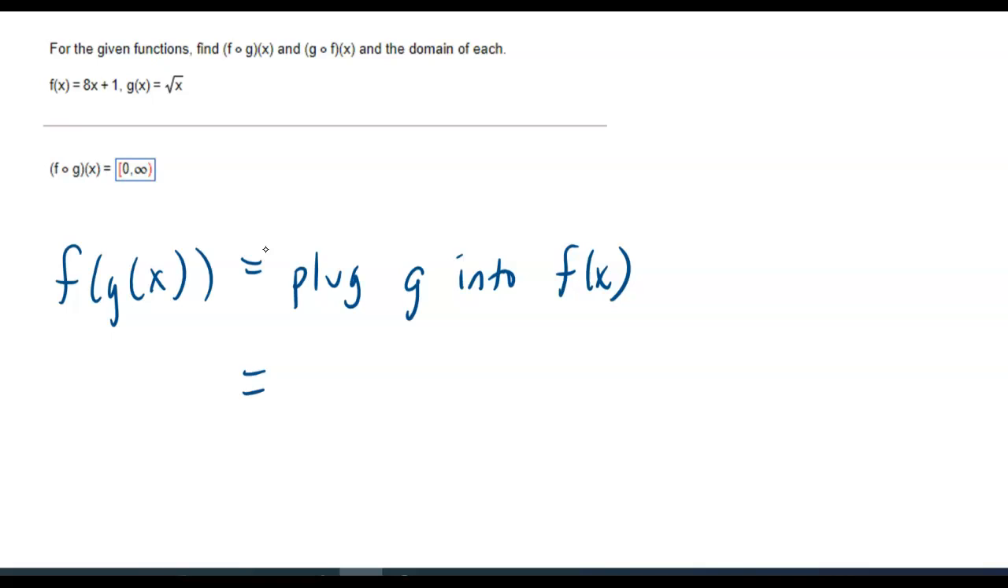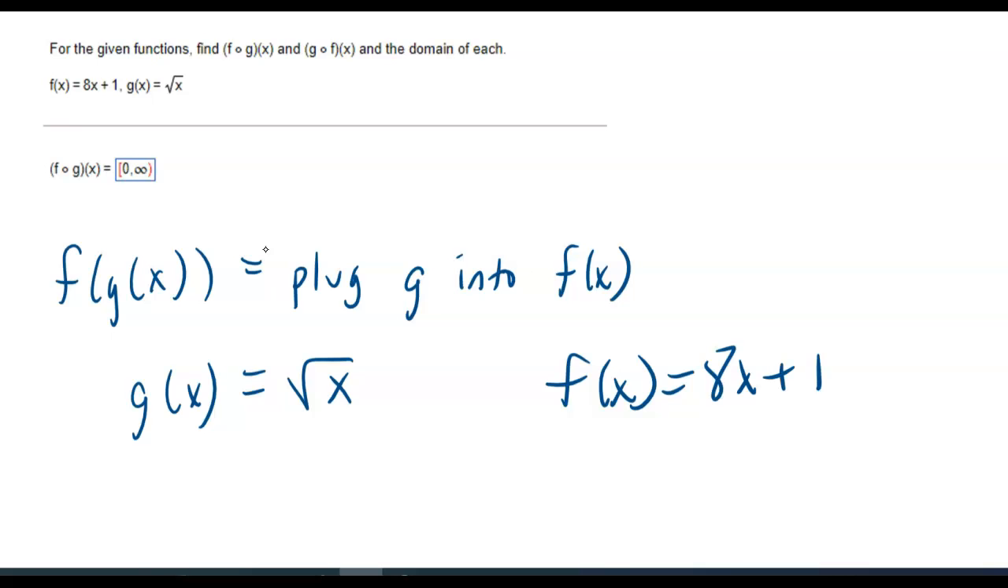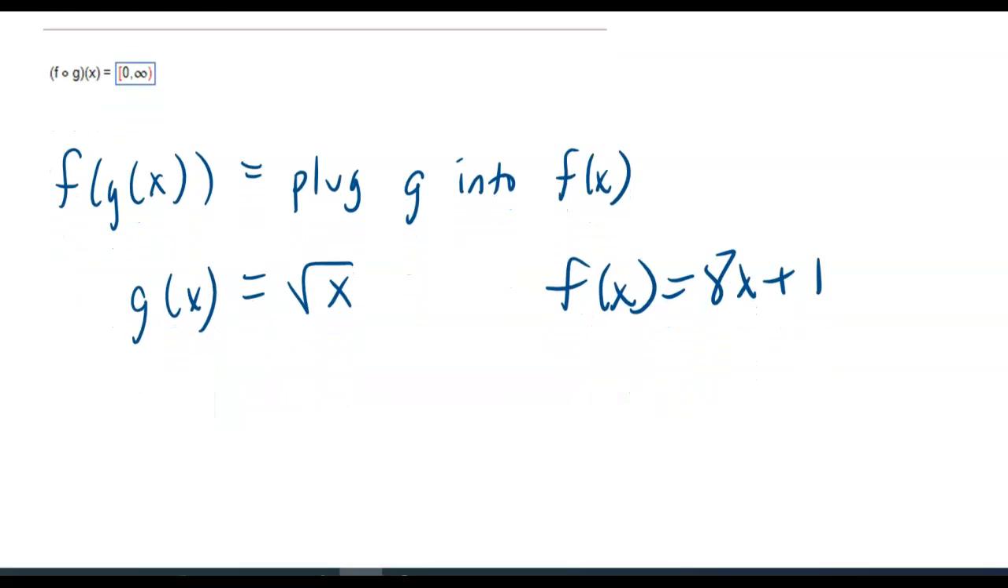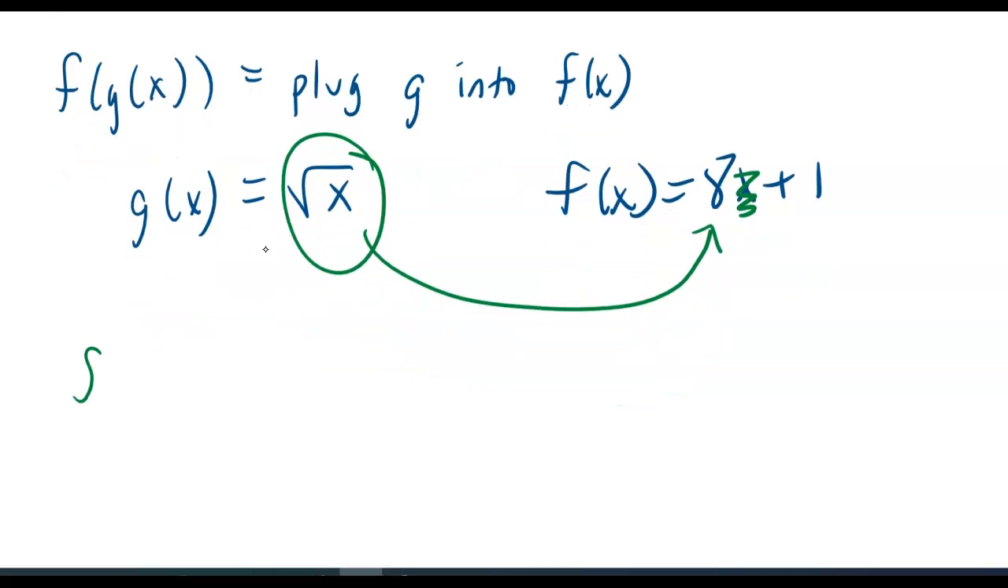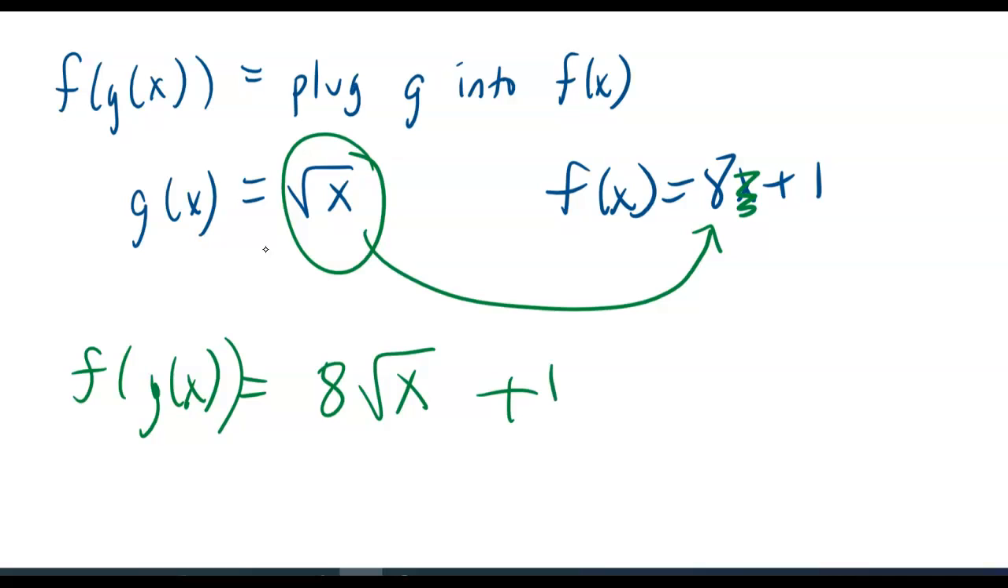So g of x is the square root of x, and f of x is 8x plus 1. And so if we're finding f of g of x, we're putting g into f in place of that x. So the answer for f of g of x is going to be, keep the 8 as the coefficient, replace the x with the square root of x, and keep the plus 1.